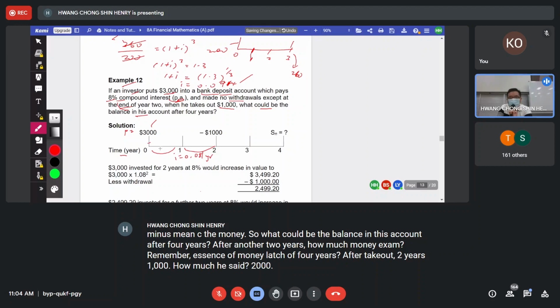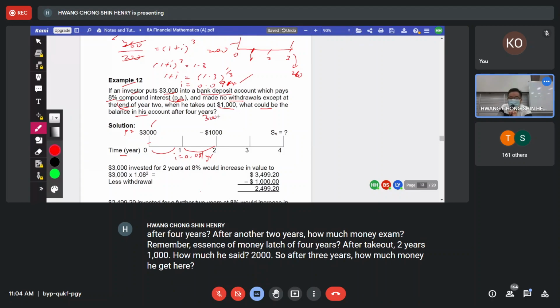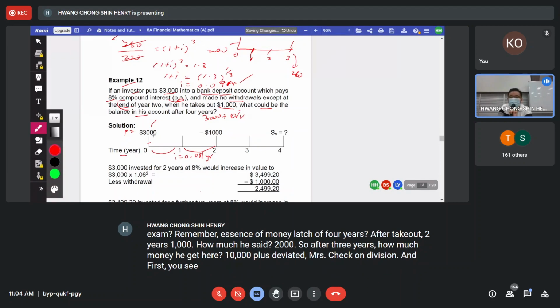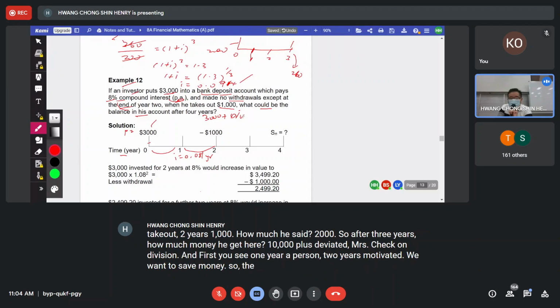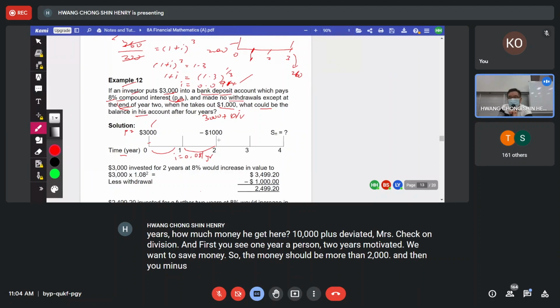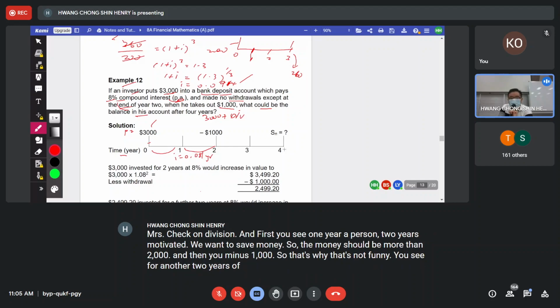3,000. So after 2 years, how much money does he get here? 3,000 plus the dividend, am I right? Sure, there is a dividend, because you save 1 year at 8%, and 2 years, you want to save money. So the money should be more than 3,000, and then you minus 1,000. So that's the balance of money you save for another 2 years, which also gives 8%. So how much at the end here?